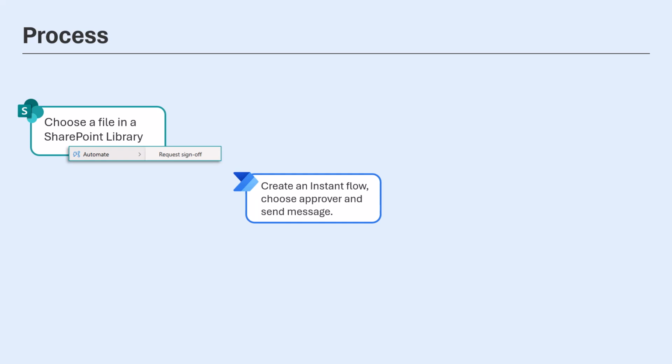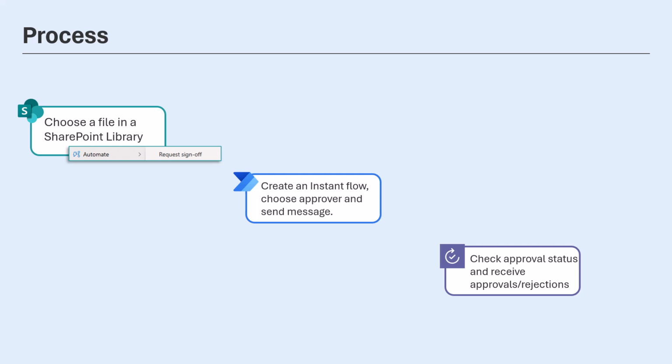The last step would then be checking your approvals application. There is a native one inside of Teams where you can check on your approval status and then receive approvals and rejections. Let's go ahead and get started now.